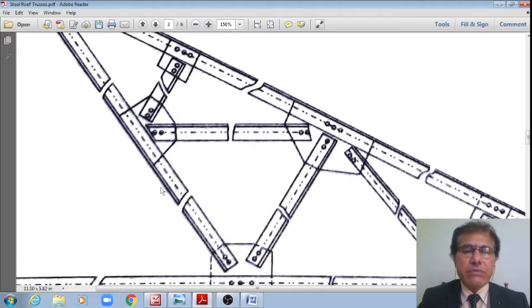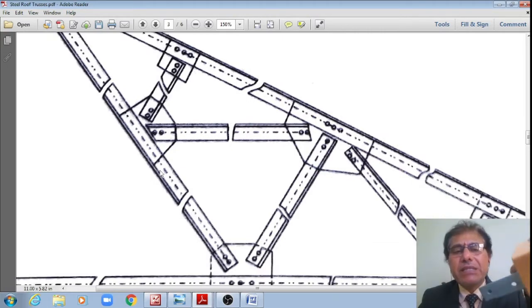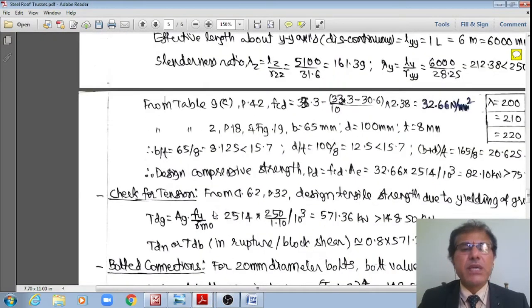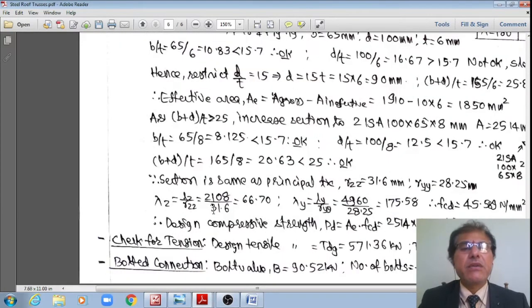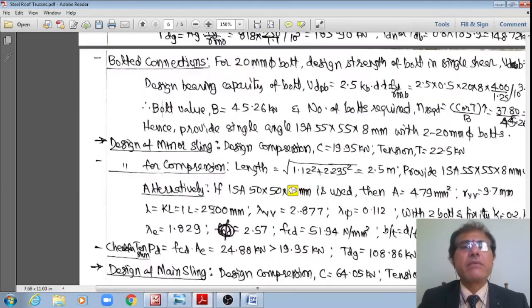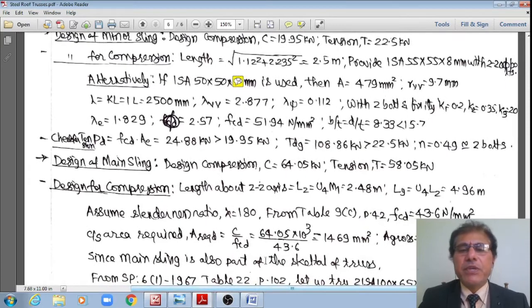Therefore, this will be assumed once again using 2 angles back to back. Though there is a small force of 64 kilonewton, I will not assume this using a single angle. Otherwise, that may fail in buckling in the load transfer mechanism. I will not take the risk like this. Therefore, I will provide 2 angles back to back. That is my assumption. With that assumption, I will initiate the design of this major sling, wherein I am designing for compression first.